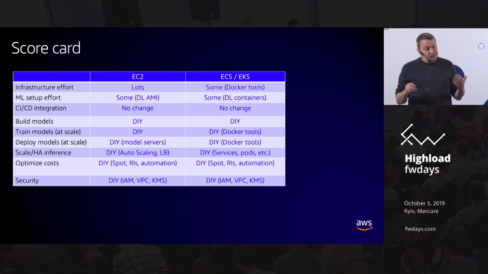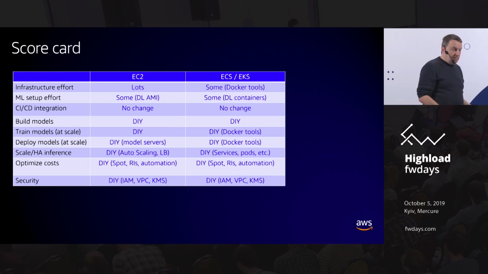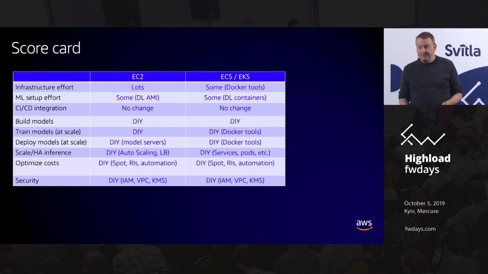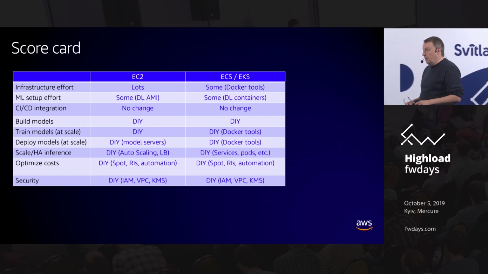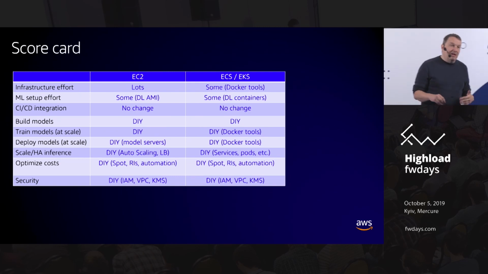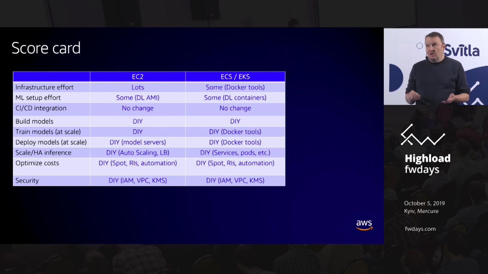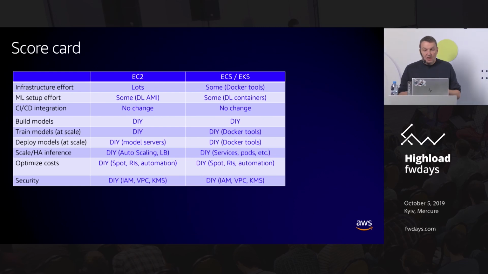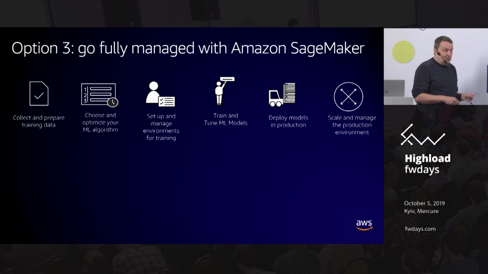Again, building models, training models, deploying models is your responsibility, but you can use the Docker tools, which are pretty good, and save some pain here. Scaling, cost optimization, and security, again, is very much your responsibility, and you can use either the Docker tools or the EC2 tools to do that. So a little bit better, and when it comes to scaling, that's definitely a more interesting proposition than just managing EC2. But there's another one. The last option I want to talk about.